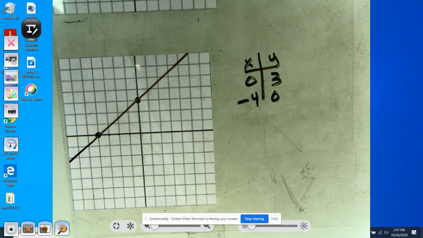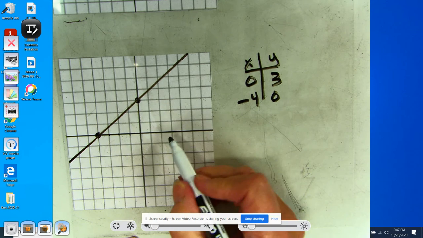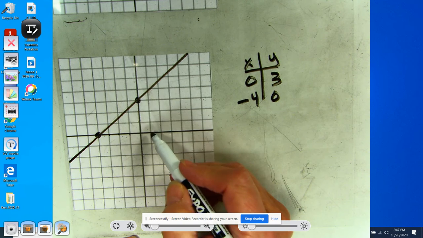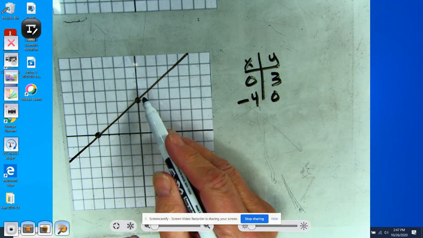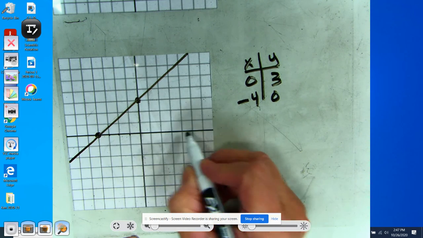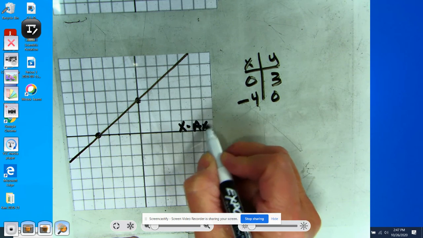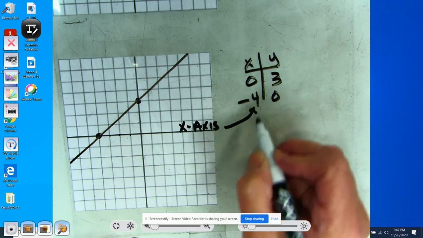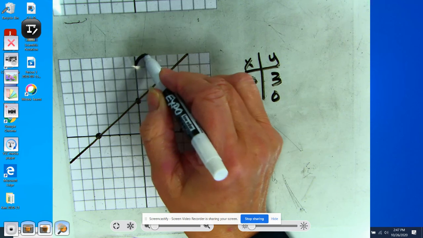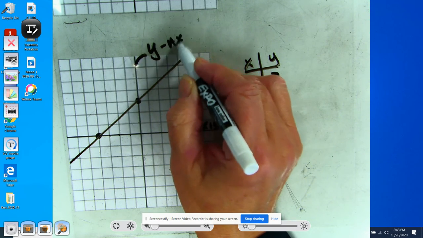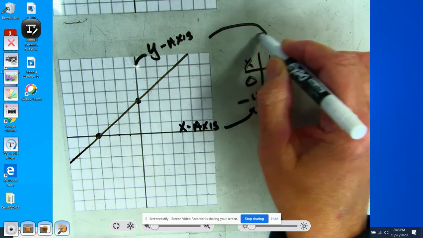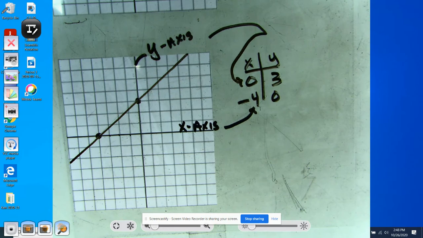That's how you find intercepts. Make x equals 0, find the y-intercept. Make y equals 0, find the x-intercept. So what we have here is a simple graph. You need 2 points to draw a line. One of them is on the x-axis, which is this one, and one is here on the y-axis, which is this one. So 2 points both on an axis, okay?